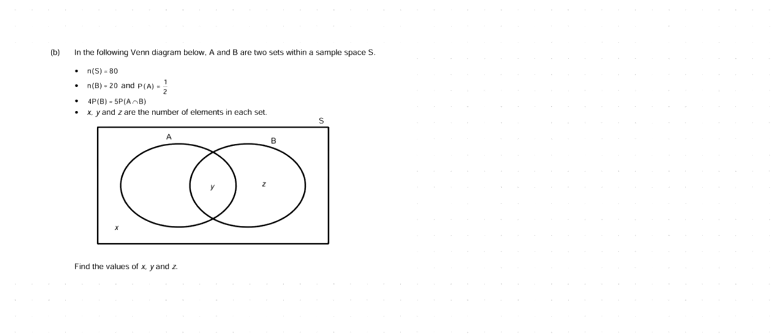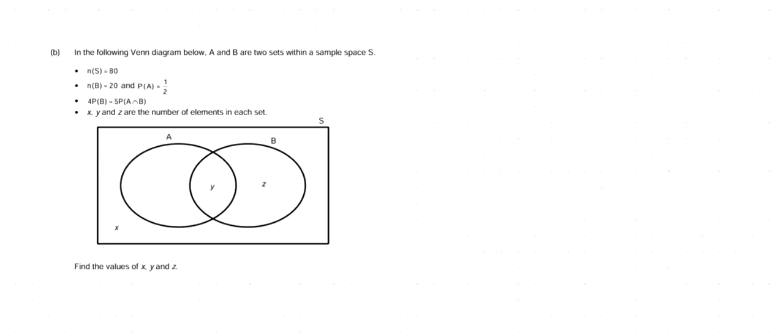Question B says, in the following Venn diagram below, A and B are two sets within a sample space. The sample space S is 80, B is 20, and P(A) is 1/2. They tell us that 4 multiplied by the probability of B is equal to 5 multiplied by the probability of A and B. X, Y, and Z are the number of elements in each set.